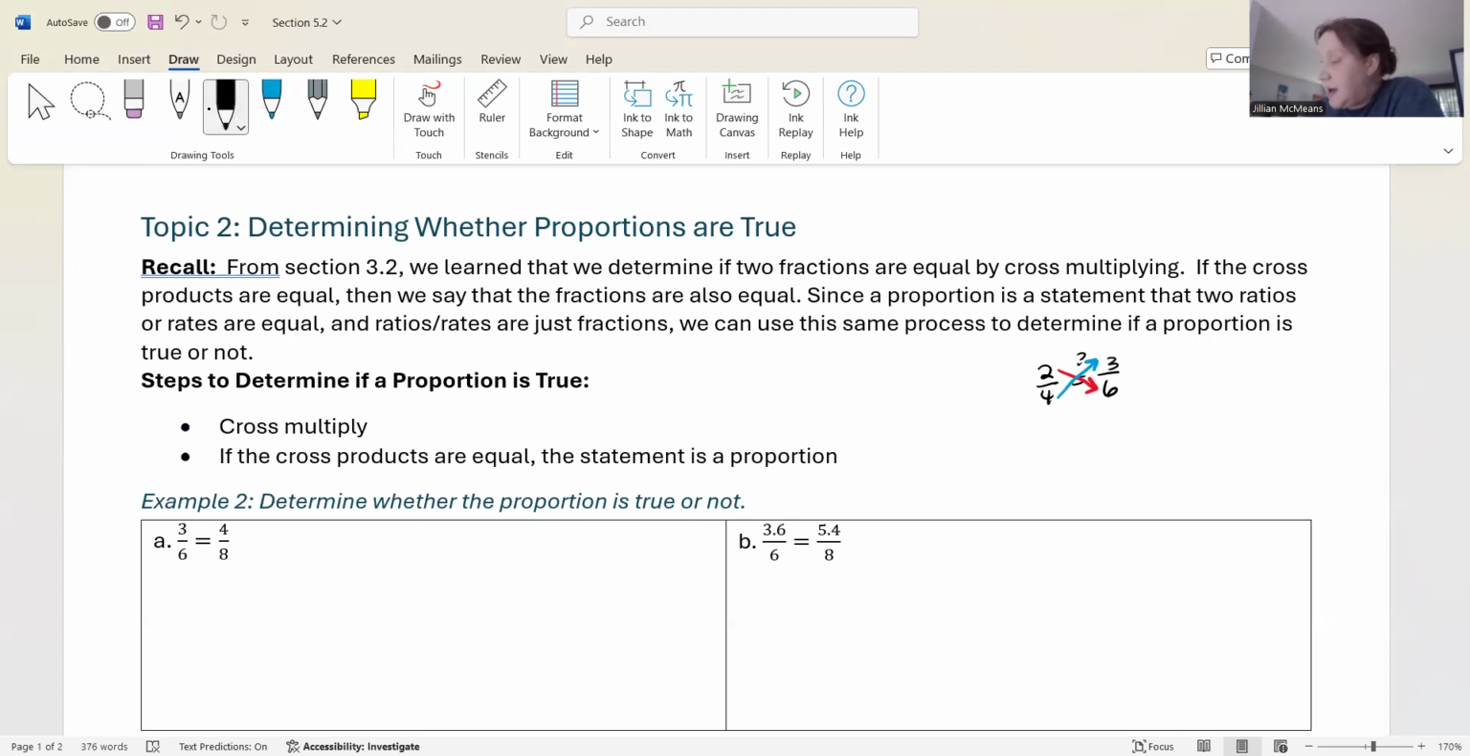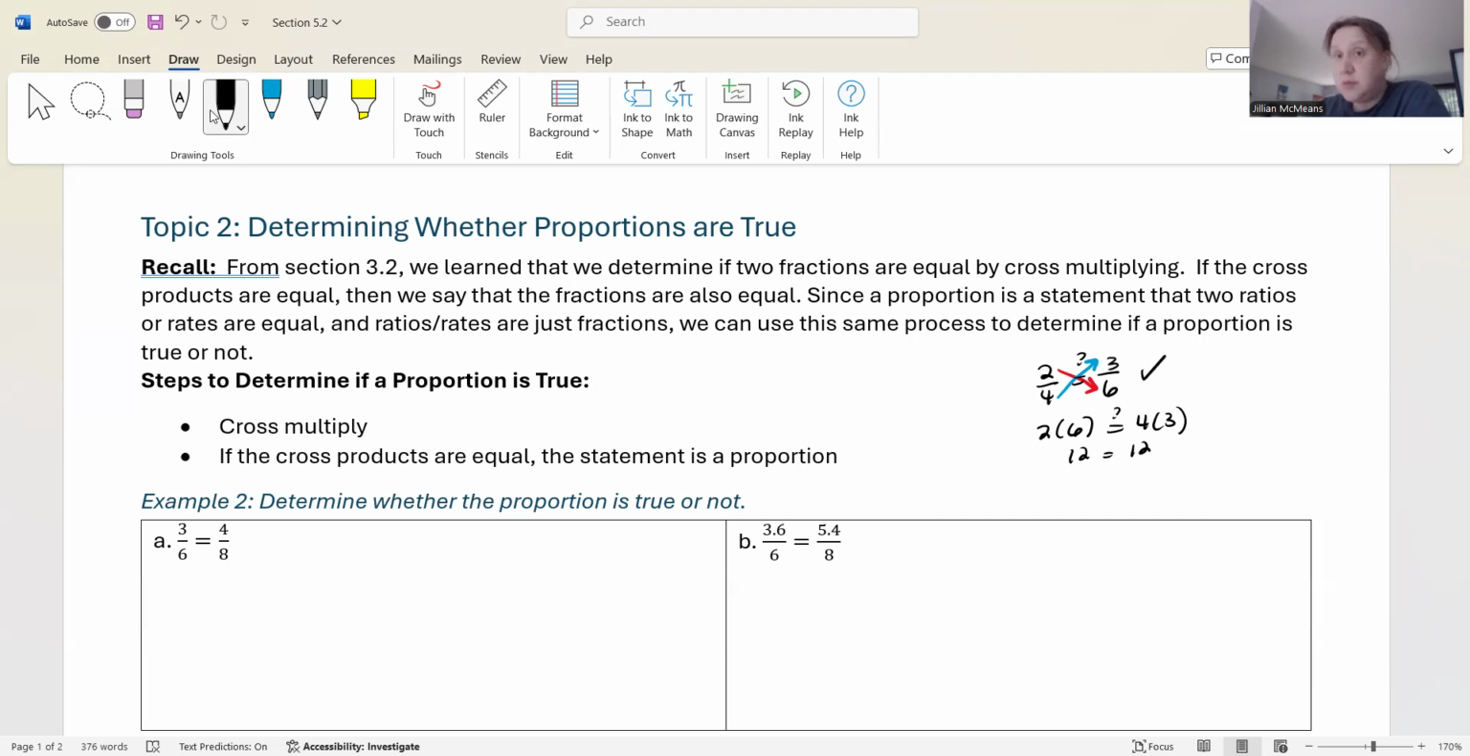When we did that, for this example, I would say, okay, I have 2 times 6. Is that equal to 4 times 3? If the cross products were equal, that told us that our fractions were equal. In this case, 2 times 6 is 12, and 4 times 3 is 12. This would have been a true statement. So 2/4 really does equal 3/6.